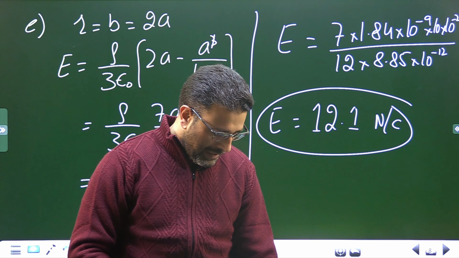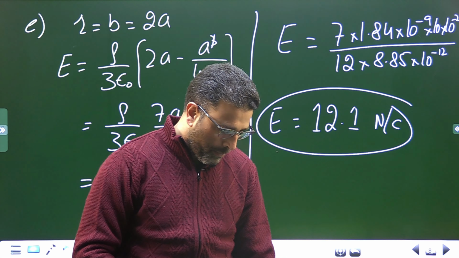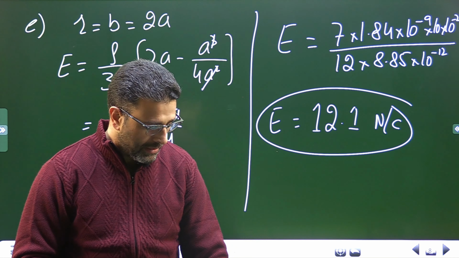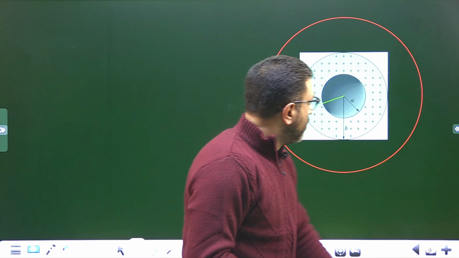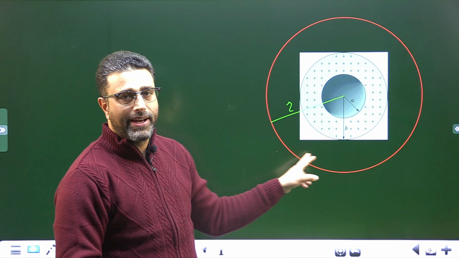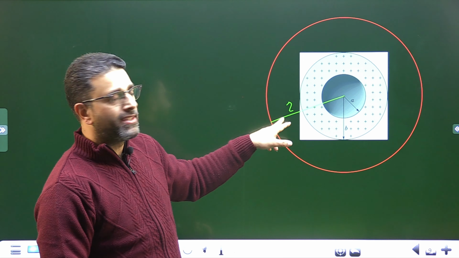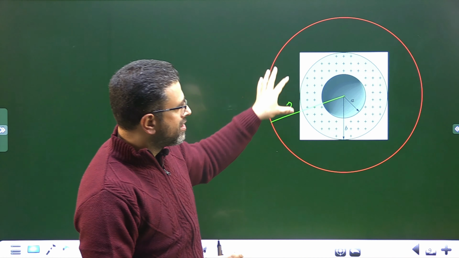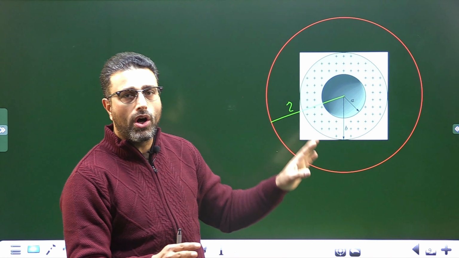Then we have to find the field at a point lying outside the shell. So first we will find an equation for the field there. Now I am considering a Gaussian spherical surface lying outside the shell with radius r. Now note that all of the space within this Gaussian sphere is not having charge.